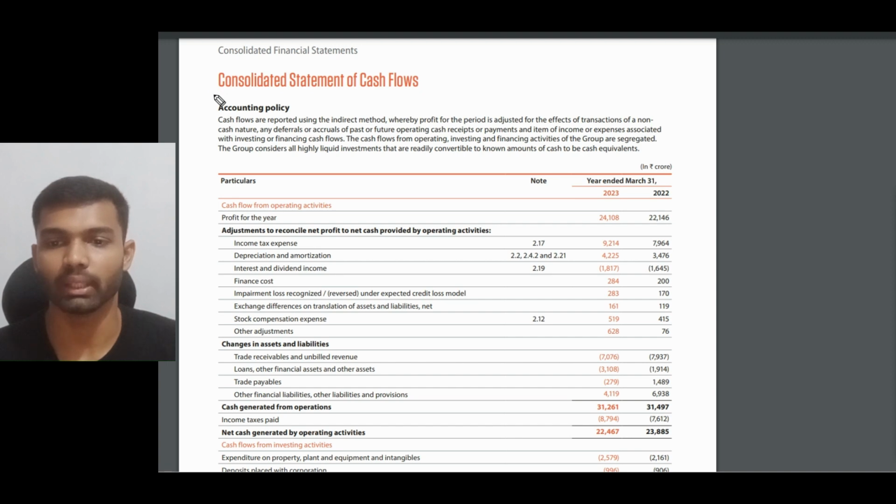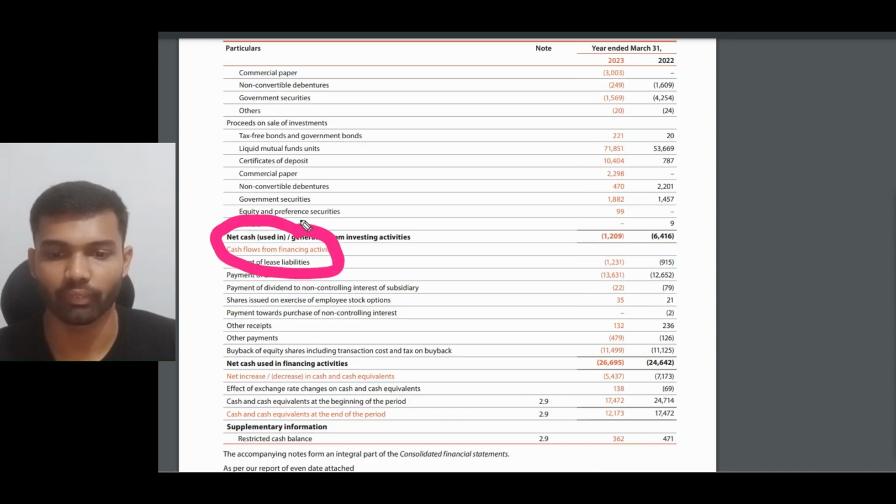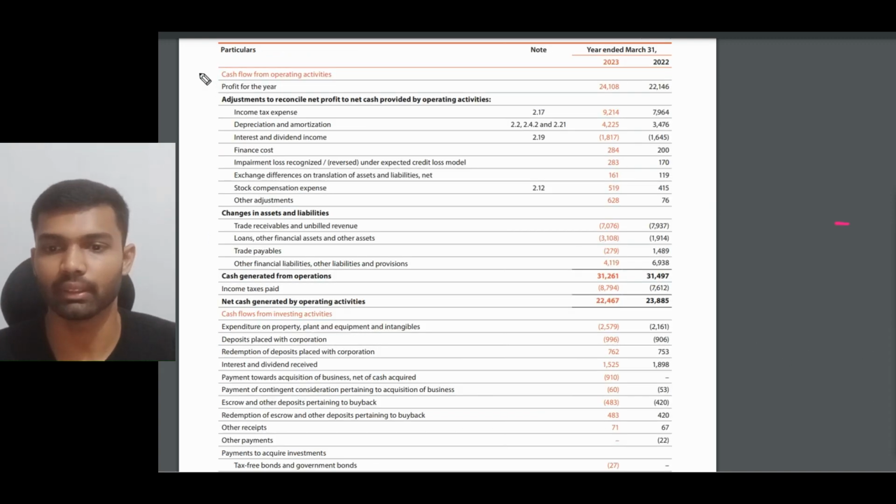Now here we are seeing the consolidated statement of cash flow. We have already seen they divide the statement into three types: cash flow from operating activities, cash flow from investing activities, and cash flow from financing activities. In the cash flow from operating activities, they mention the profit for the year. We have already seen 4,108 crores is our profit for the year 2023.